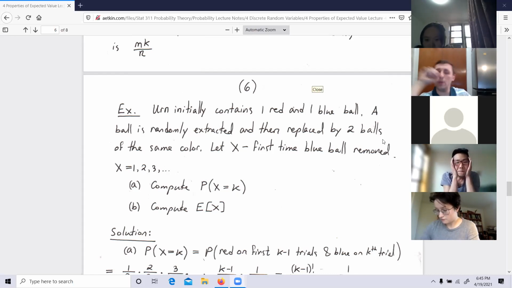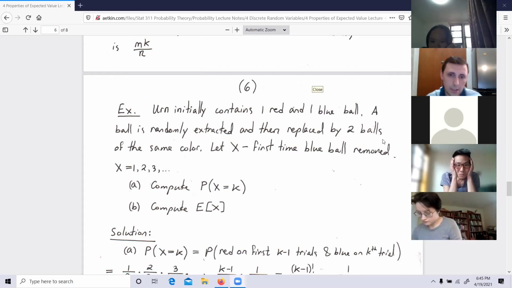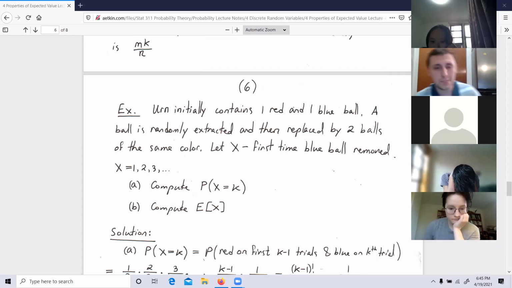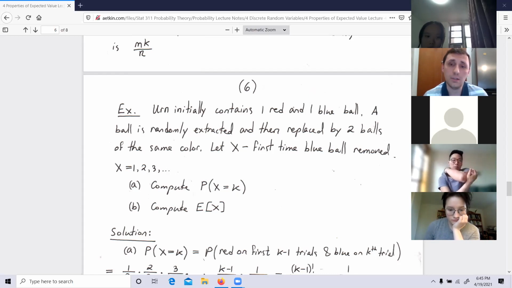The value of 1 here means the number of trials, right? So your success is that you remove balls, carrying on this experiment, until you successfully get a blue ball. That's when you stop, okay? On average, how long will it take you to stop?